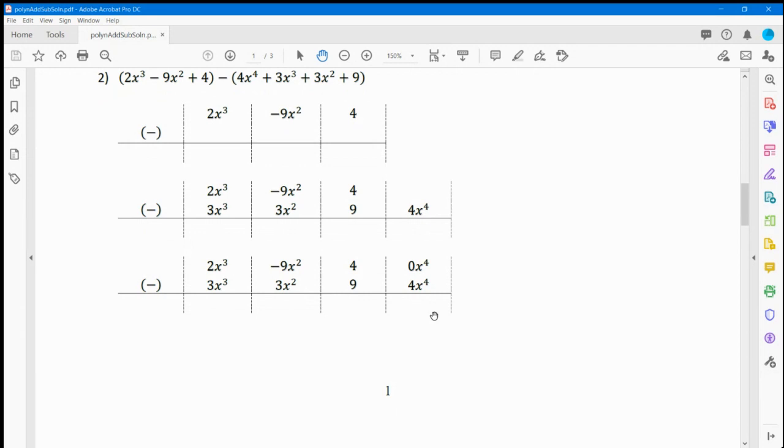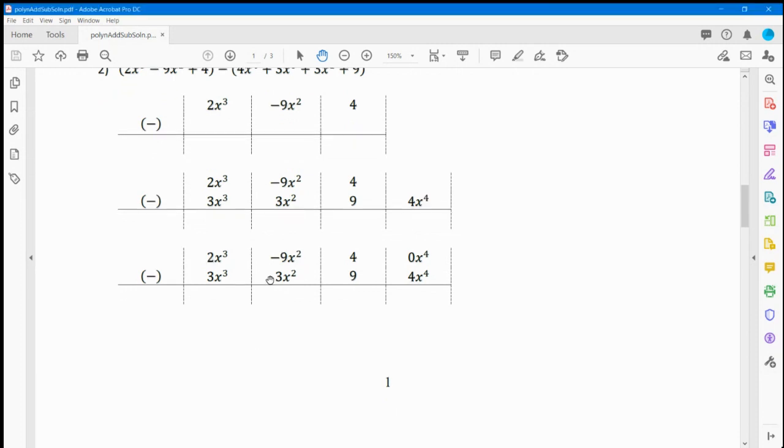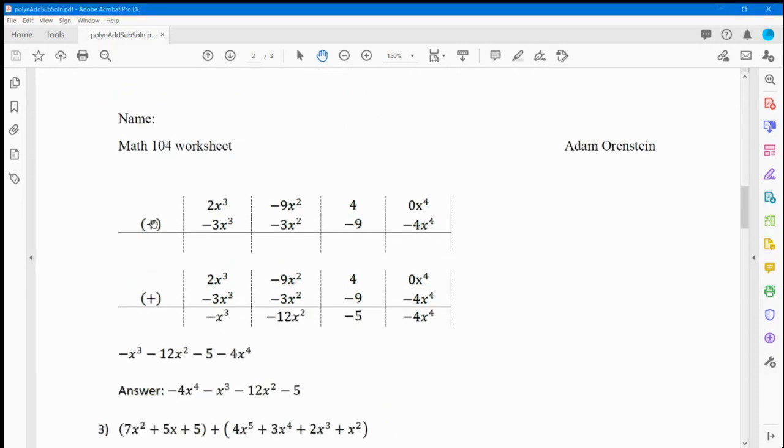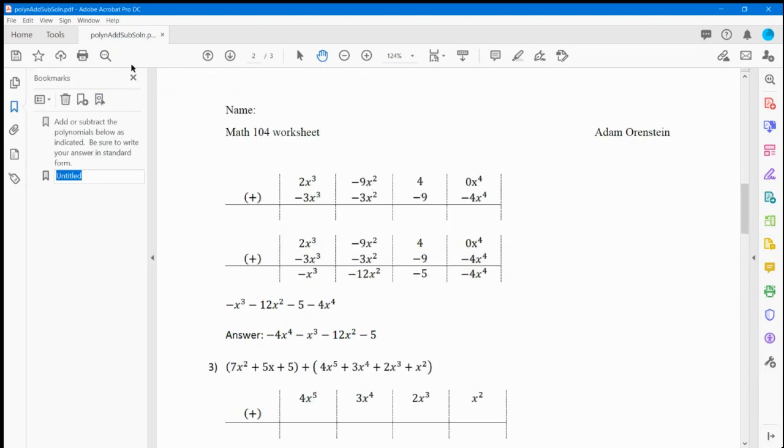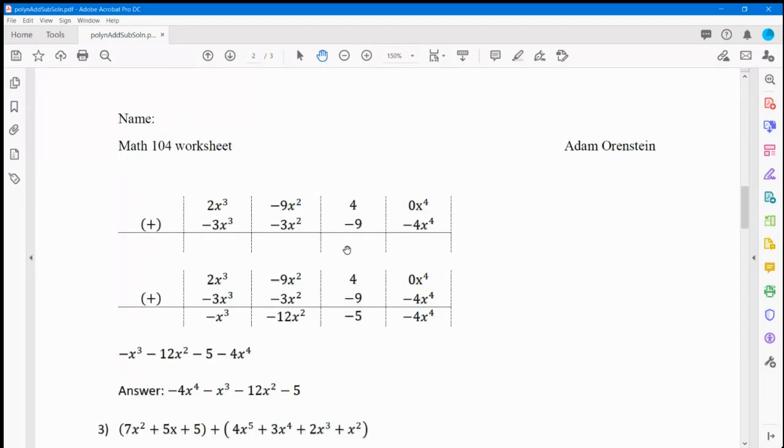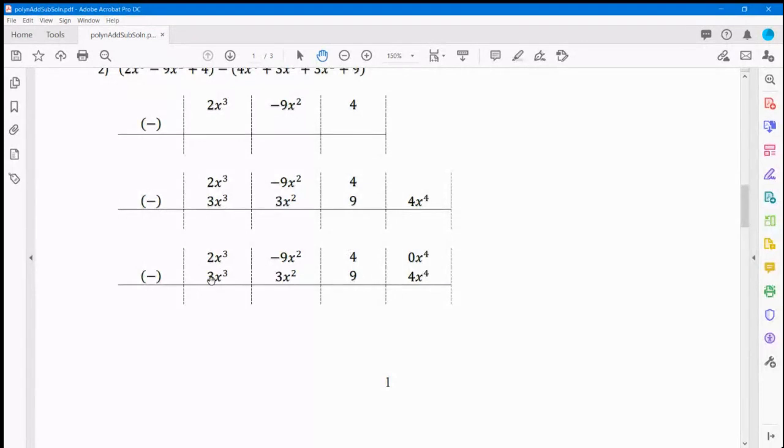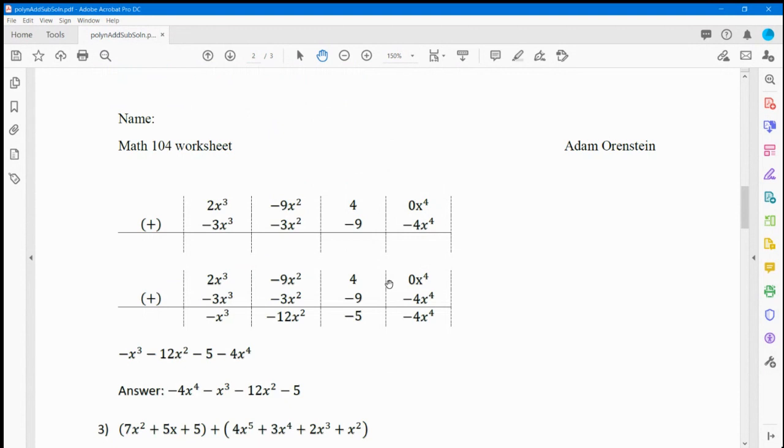Are we there? Are we done yet? Well, not quite, because again, we have to now distribute the negative with the second row. How do we do that? The subtraction changes to addition, and we negate each term in the second row, right? So sorry about that. So this becomes addition, these terms get a negative in front. That's what happens here.